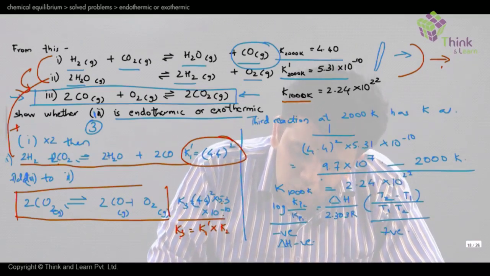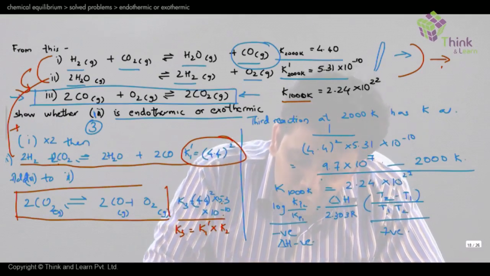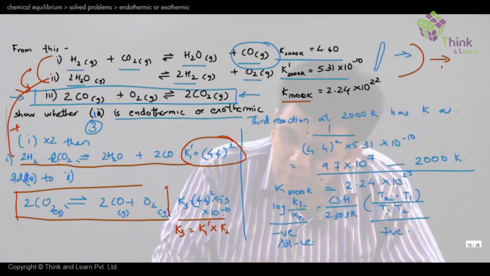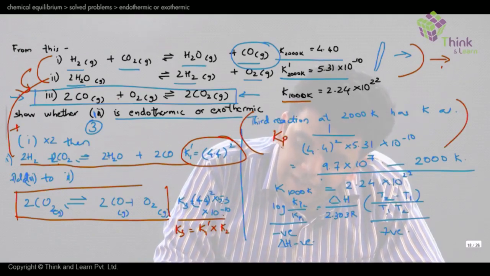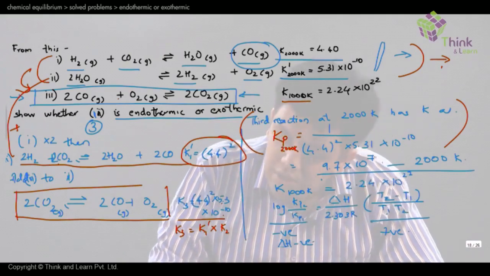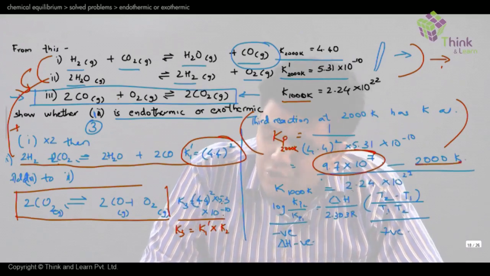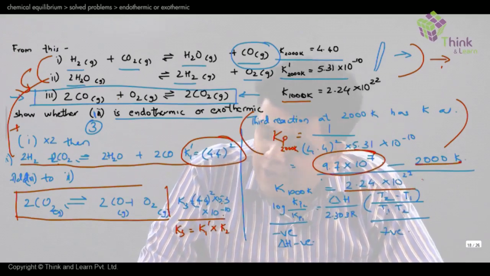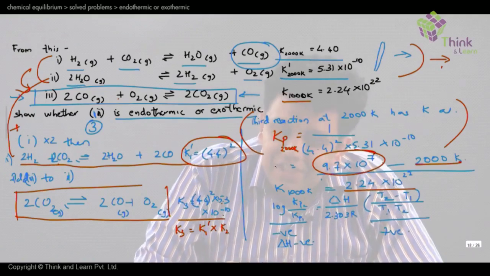Now the actual reaction K which we want is the reciprocal of this, because this reaction when mirrored becomes this. So the third reaction Kp at 2000 Kelvin is equal to this, which comes to 9.7 into 10 to the power 7. This is at 2000 Kelvin, mind you. Now we know that K at 1000 Kelvin is 2.24 into 10 power 22. So clearly K has reduced as temperature is increased.